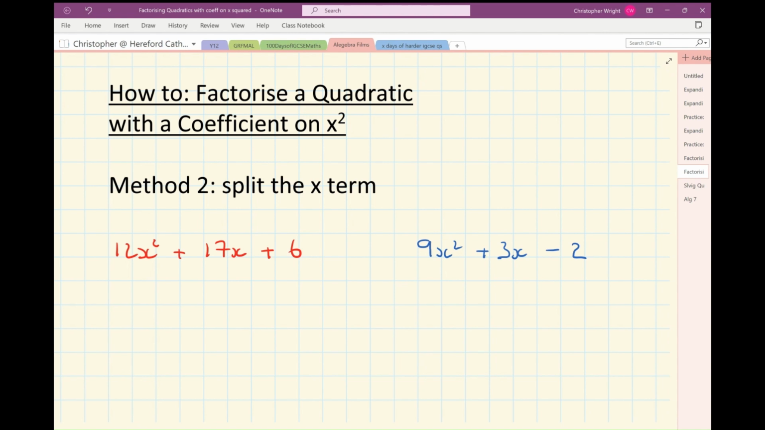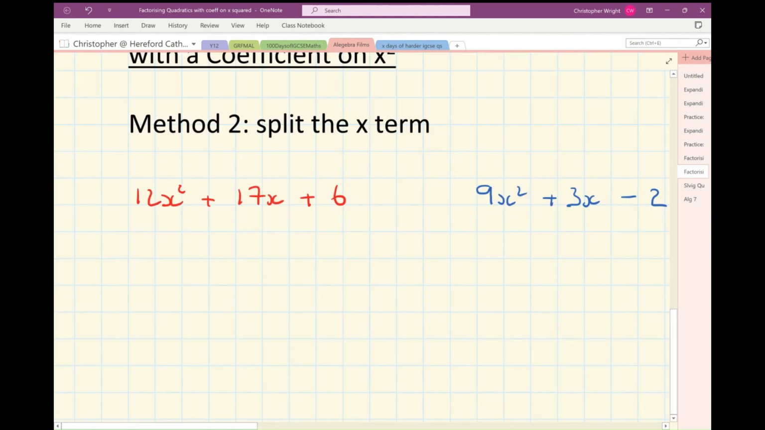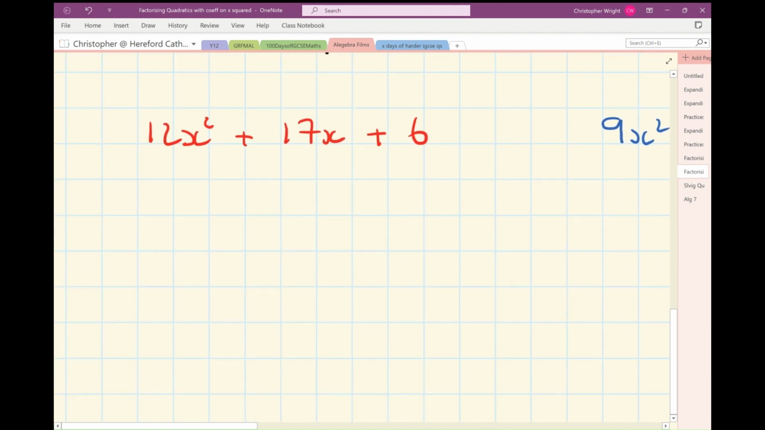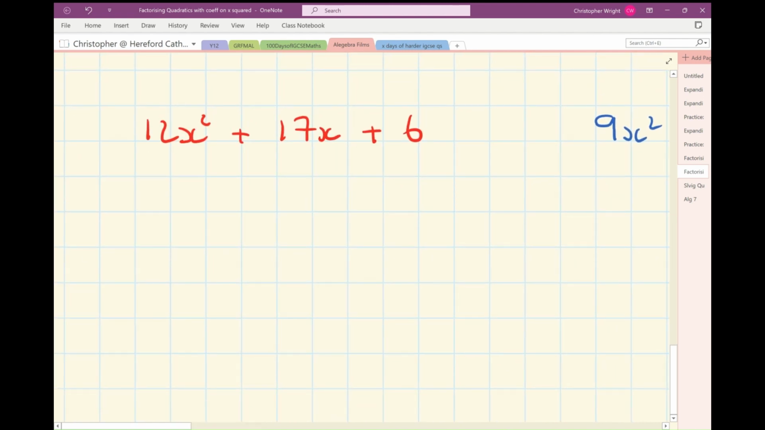If you want to work ahead of me, then you could write down these two examples, pause the film, have a go at them, and then play the film. Right, let's look at how to split the x term to enable you to factorize this red expression here.